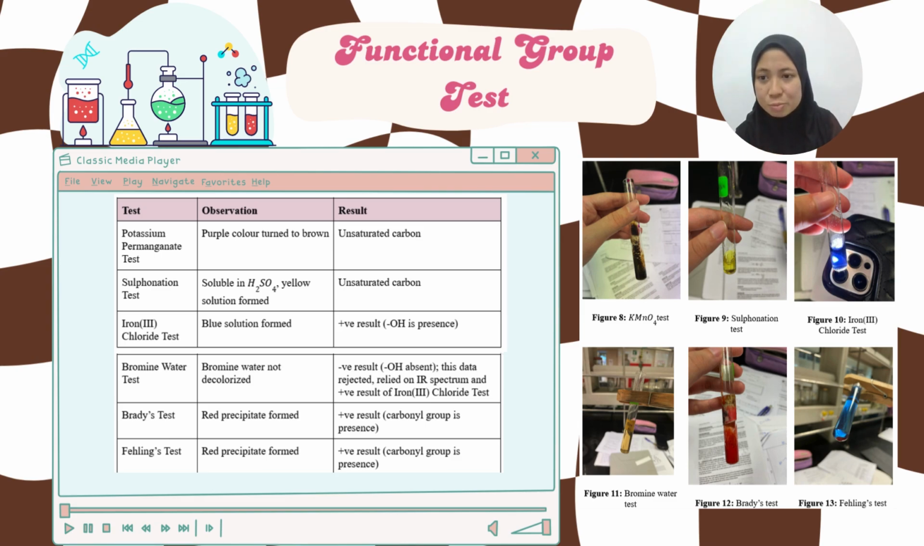The next one is the bromine water test. By observing that the bromine water was not decolorized, we can suggest that this is a negative result, and it means that the hydroxyl is absent, but this data is rejected by relying on the IR spectrum and the positive result of the iron trichloride test. The next one is Brady's test. By observing the red precipitate form, and also for Fehling's test, we observe the same. Both of these show us positive results for the presence of the carbonyl group.